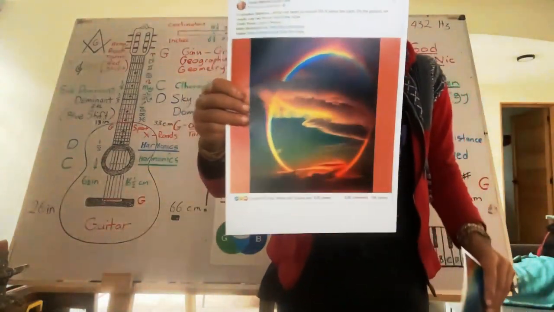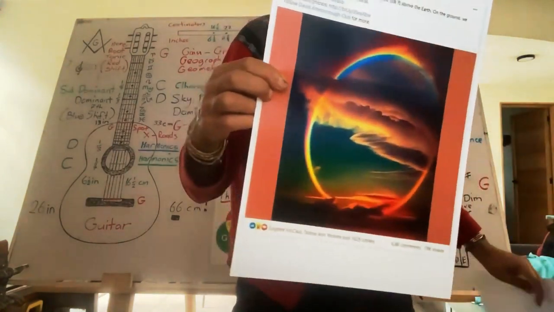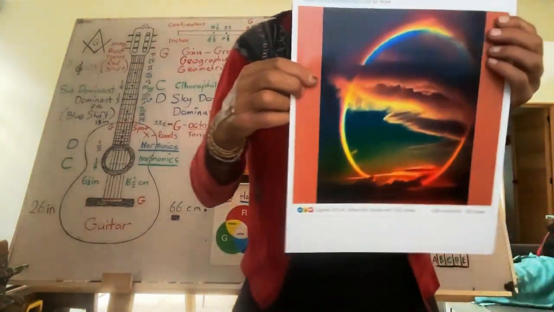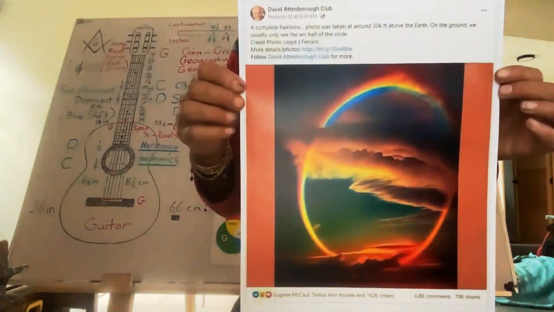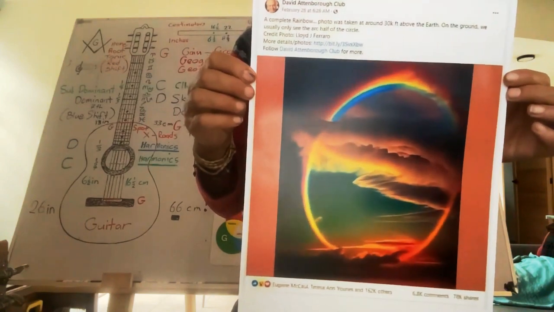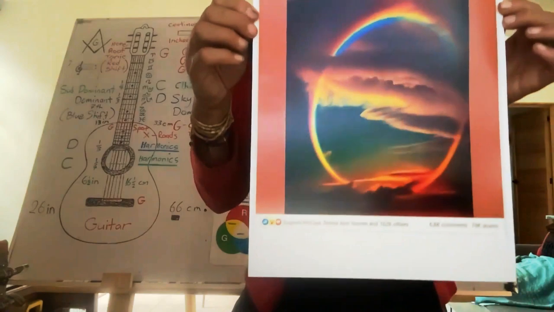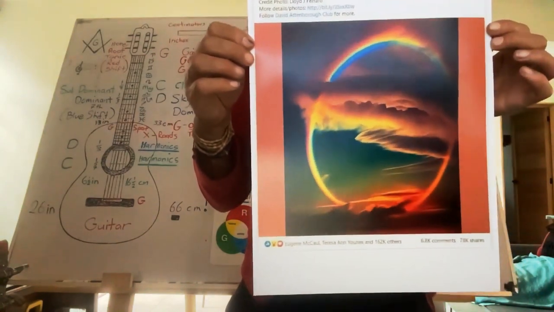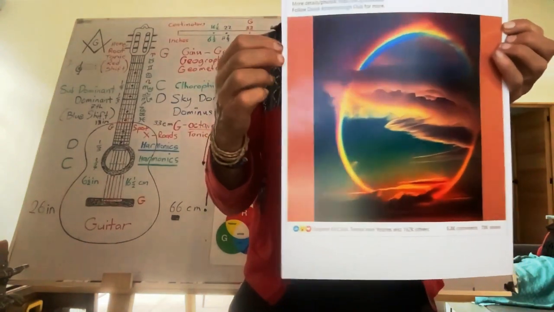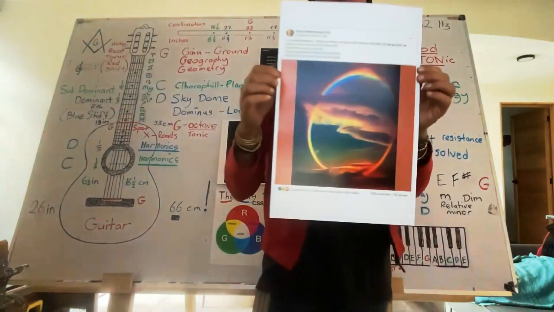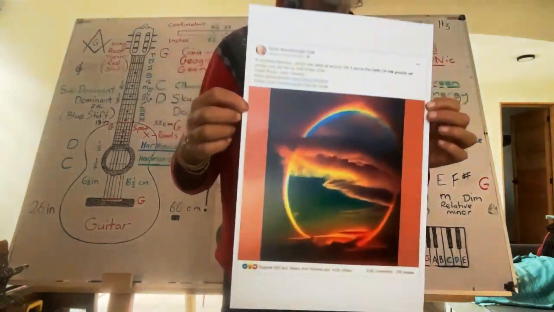Here's a circular rainbow. Okay, now this was taken here. David Attenborough Club, a complete rainbow. There you go. Anyway, so isn't that beautiful? See the blue there? Look at the blue on the inside, and then you see the red here. Okay, so you can see red shift, blue shift, and green is always in the middle. Green and yellow. See the yellow? Beautiful yellow in the middle? Okay.